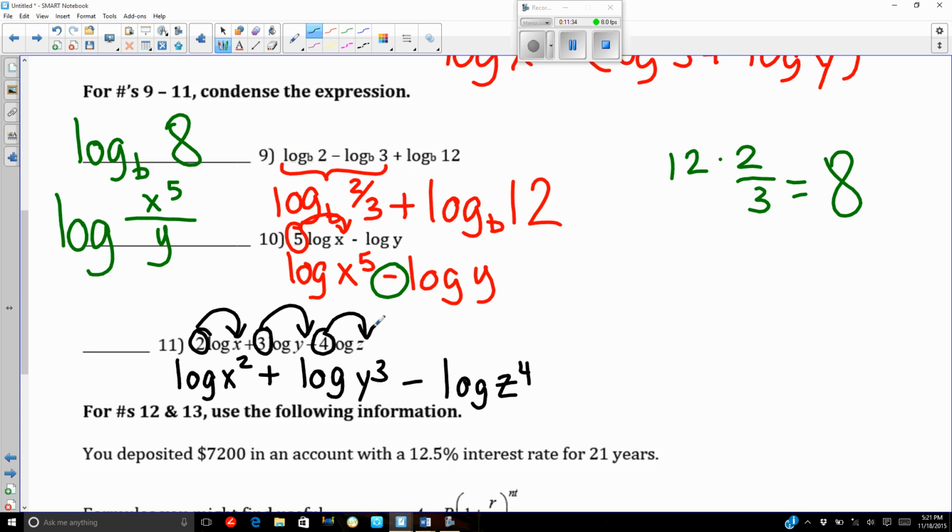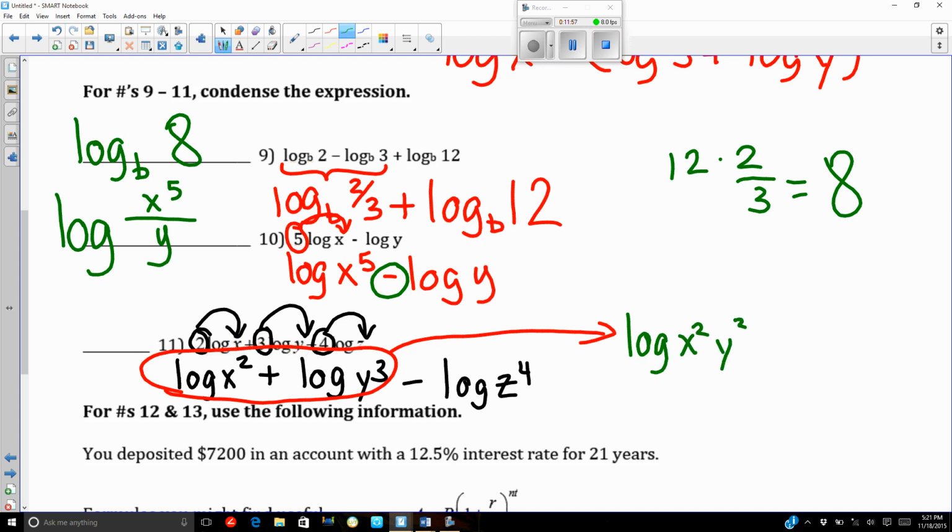Our second step is we're now going to combine these two logarithms right here, because we're going to read it from left to right. And addition converts to multiplication. So I'm going to write it over here. Log x squared plus log y to the 3rd now becomes log x squared times y to the 3rd. And then don't forget all of this right here, minus log z to the 4th.